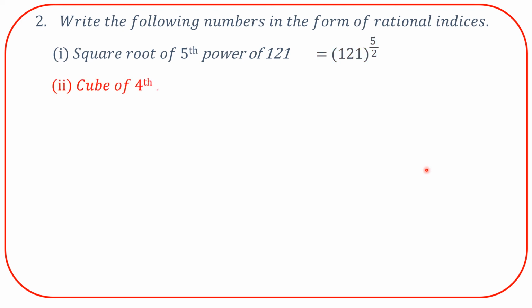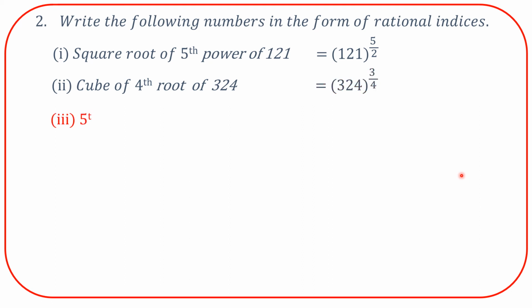Second, cube of the 4th root of 324. Cube means in the index, which is in rational number form, 3 will come in the numerator and fourth root means 4 in the denominator. 324 raised to 3 upon 4. Cube, therefore 3 is in the numerator, fourth root, therefore 4 is in the denominator.